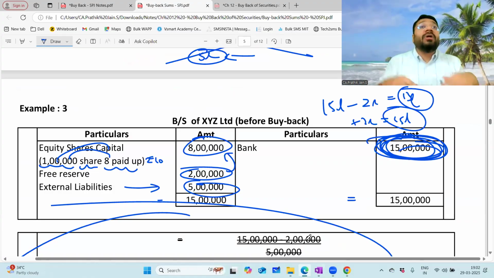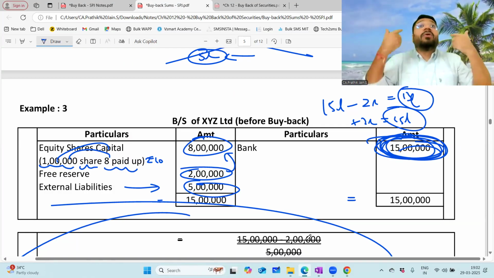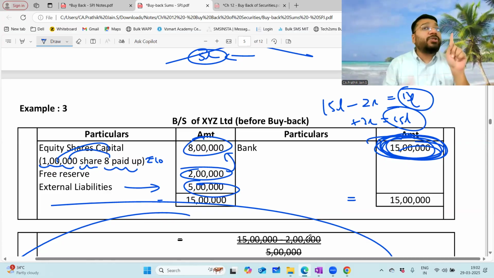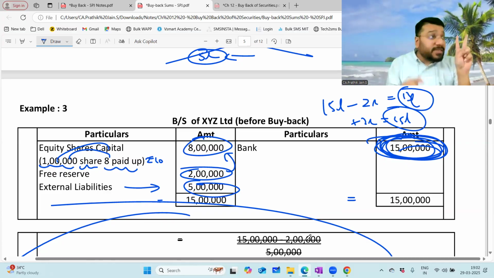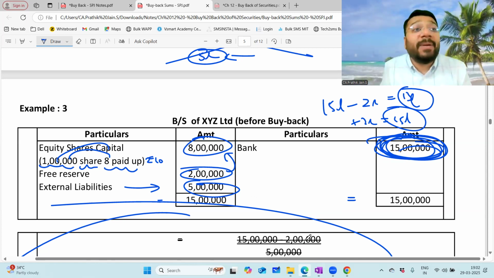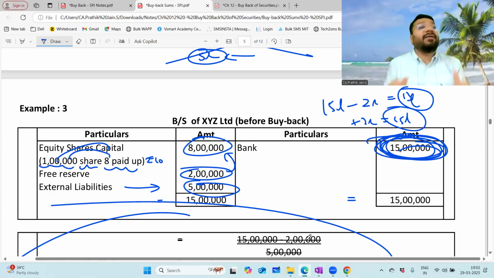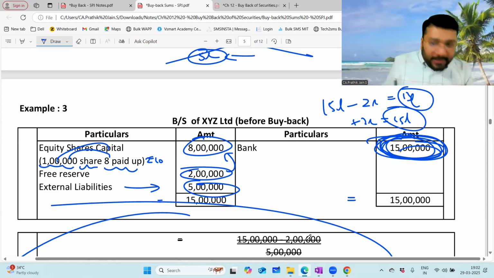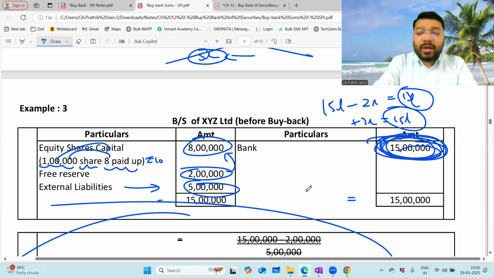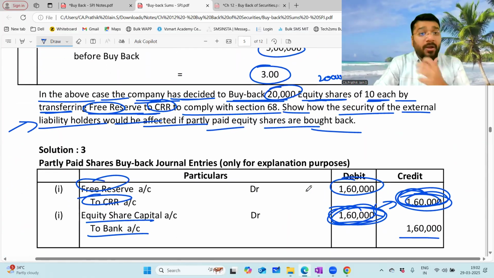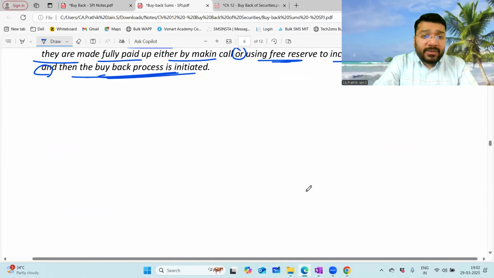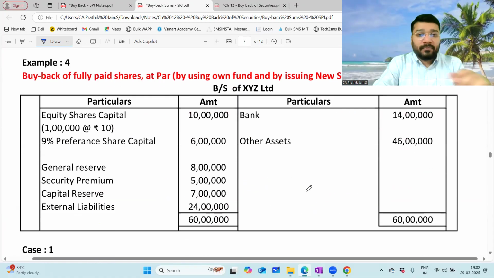And second, I taught you that if you want to convert your partly paid to fully paid, you have 2 options. One is you can make the call and receive the call money. Or second, you can transfer the money from your free reserve account, debit to equity share capital account. Ultimately, through bonus to shareholder only. But ultimately it's going where? To your equity share capital. Now tell me, do you have any problem in this so far? Online people, do you have any problem in this so far? No, sir. Fantastic.